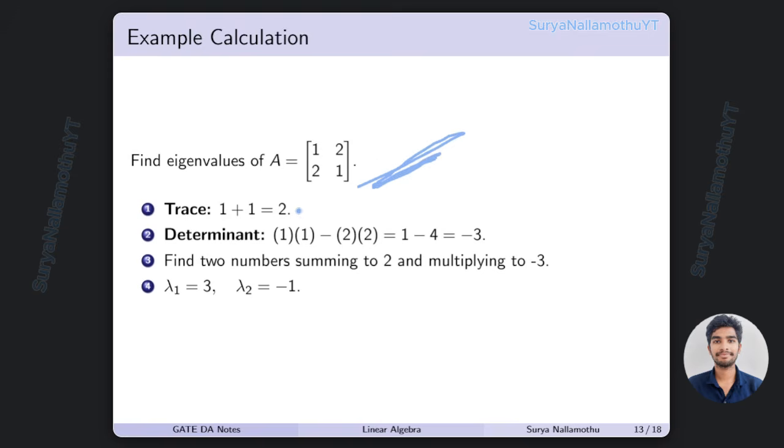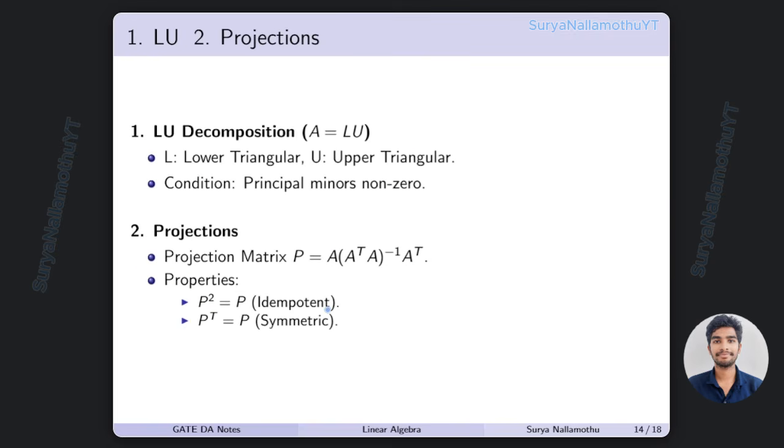We know that trace means the sum of the diagonal elements. So 1 plus 1 is nothing but 2. For determinant, the determinant is nothing but 1 into 1 minus 2 into 2, then you get minus 3. By applying these two, we got that the eigenvalues are lambda 1 equal to 3, lambda 2 equal to minus 1.